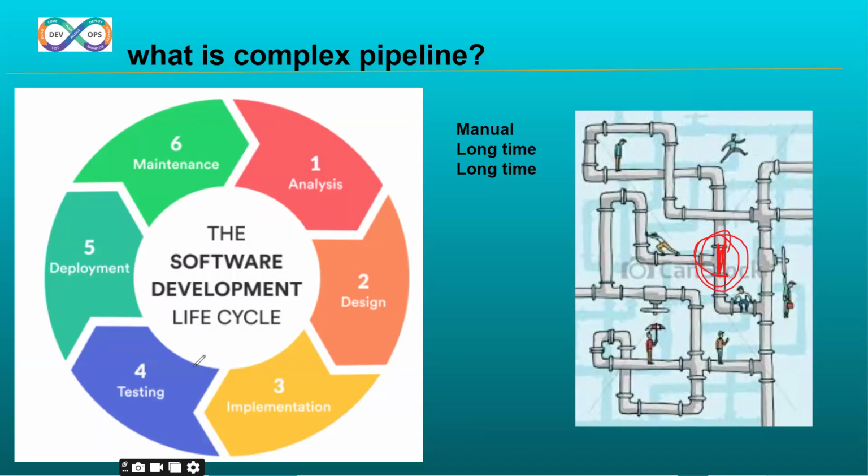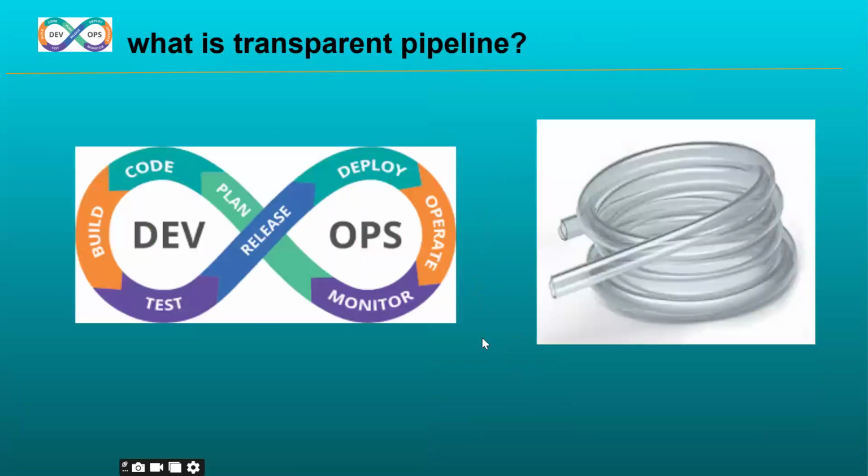The same situation here also. If you get an issue, any problem in the middle of the process, identification will take a long time, and resolving issues will take time. That means cost will increase, quality will decrease, and the customer is not satisfied. That is the reason we are going to replace it with what exactly? A DevOps transparent pipeline.